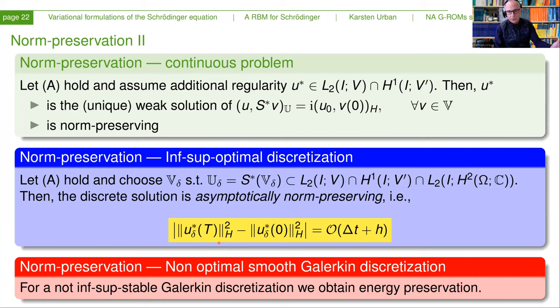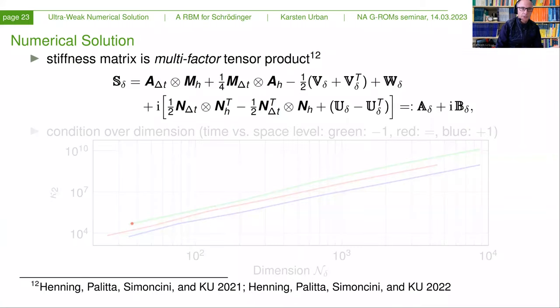Either you insist on norm preservation, then you go for non-optimality with respect to stability, or you have optimal stability, but then you cannot go for exact norm preservation. In all cases, we need smoothness. Now, what about the numerical solution?